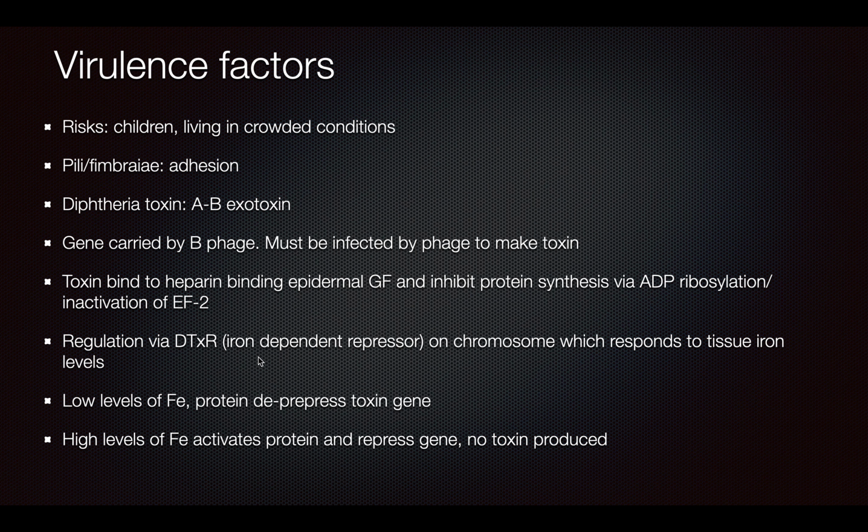The regulation via DtxR, which is an iron-dependent repressor, is going to respond to tissue iron levels. At low levels of iron, the protein is going to de-repress the toxin gene, allowing it to start producing more toxin. But high levels of iron will activate the protein and repress the gene, so no toxin is going to be made.